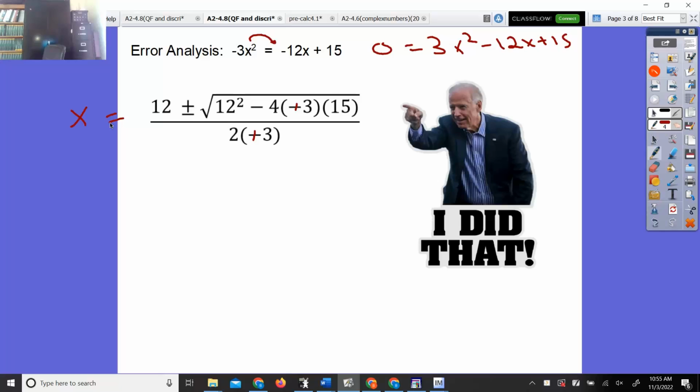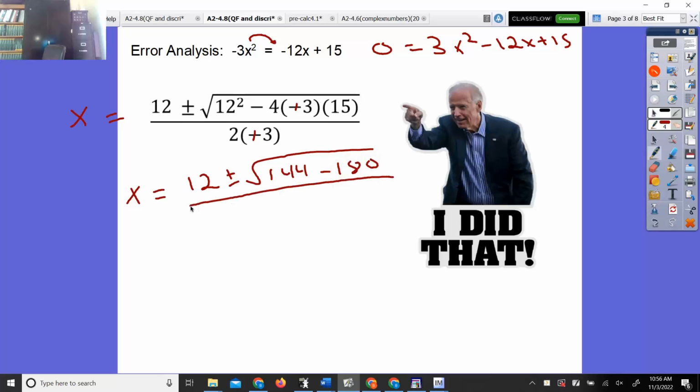144. You need to get a calculator for this. You can grab one for this. We usually start allowing calculators pretty heavily once we get to the quadratic formula. 144 minus something, minus 4 times 45, which is 180. So 144 minus 180, so it's negative 36 over 6.